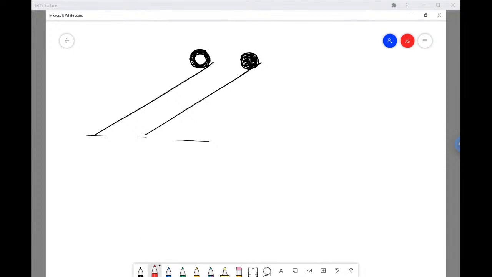These two objects have the same mass, let's call it m, and they also have the same radius, call that r. So they're the same size, but they're not the same. One's hollow in the middle. And they start at the same height. Their initial y position is h relative to the ground.